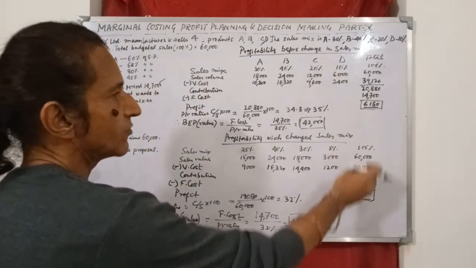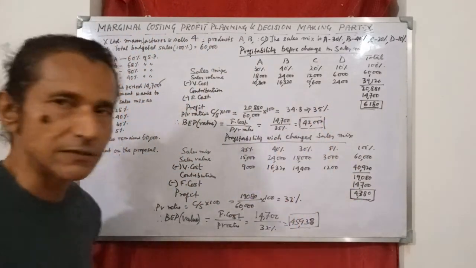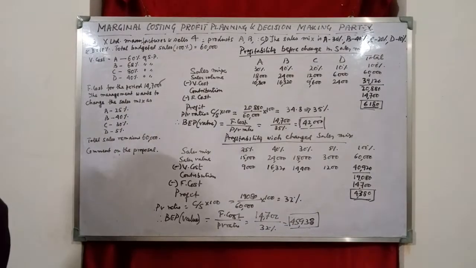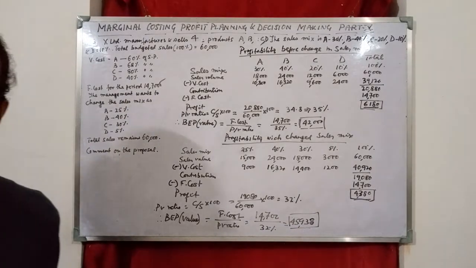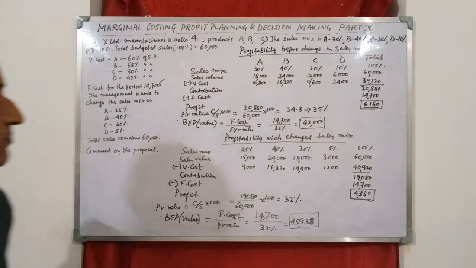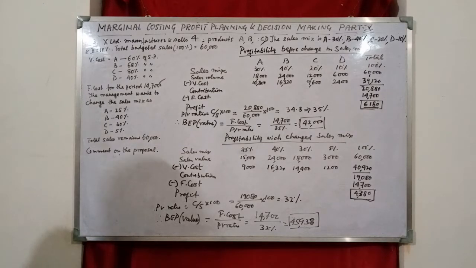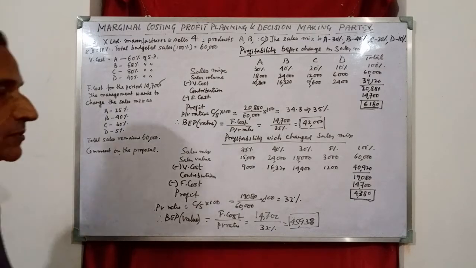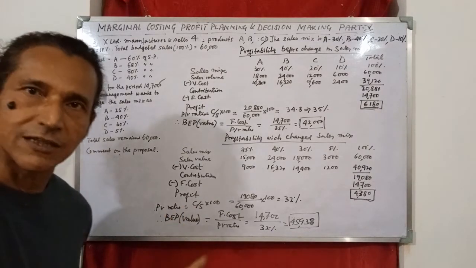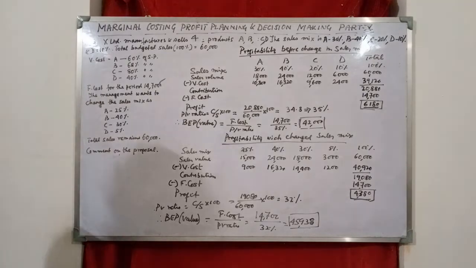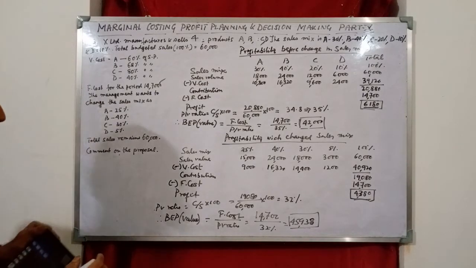So profitability is falling and BEP is increasing. So there is no way the proposal should be accepted and implemented, because the firm is earning more profit before those changes and its BEP is also lower relative to the BEP after the proposed changes. So the proposal should not be accepted.